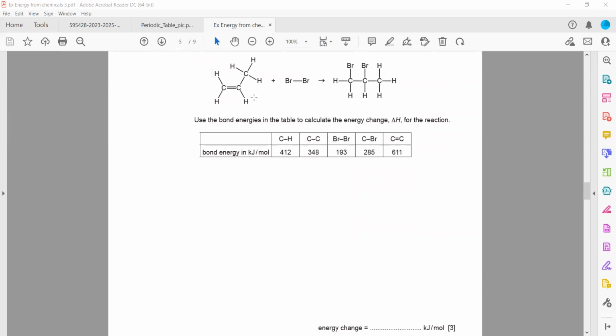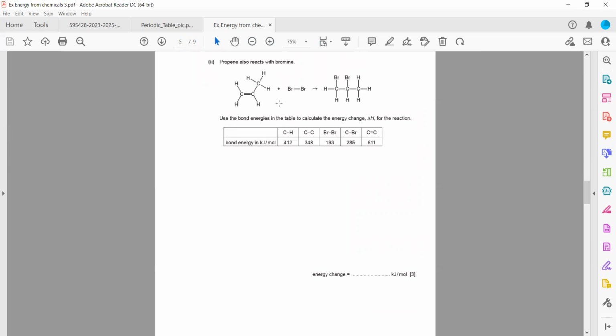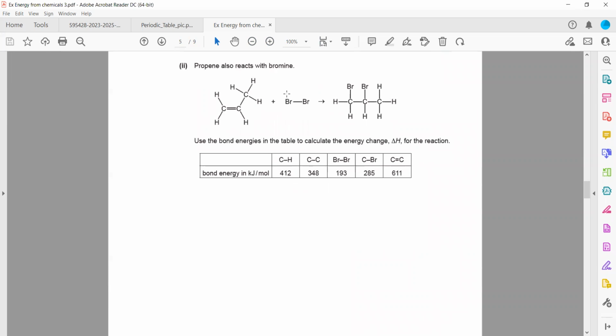The next question, we have to calculate the energy change for this reaction in which propene reacted with bromine to give dibromopropane. So remember, the reactant side is always the bond breaking side, and the product side is bond forming, and bond breaking minus bond forming will give us the energy change.